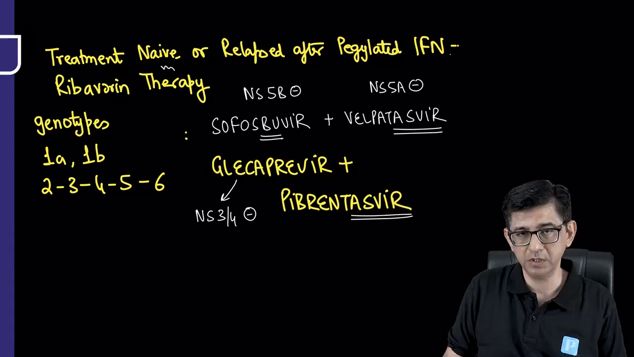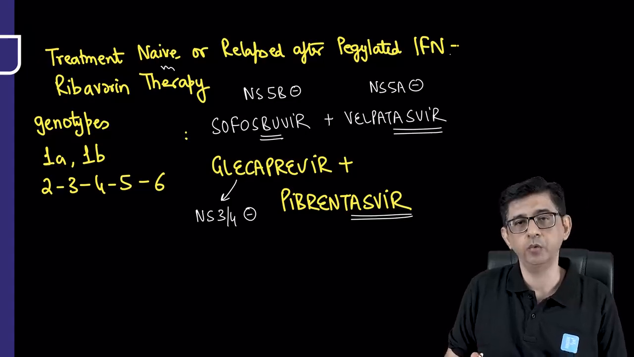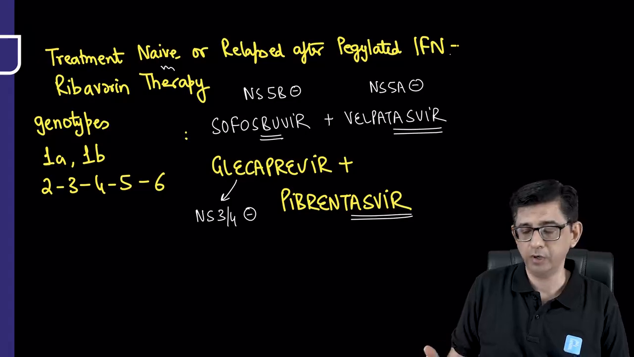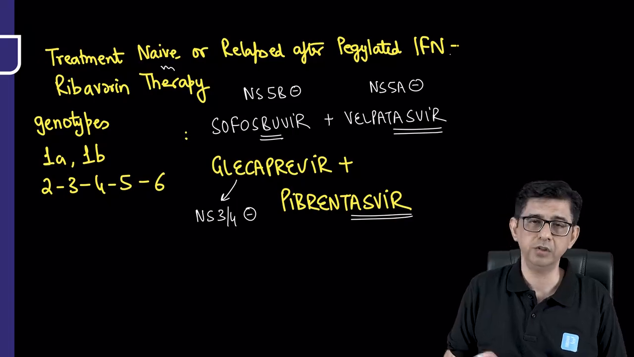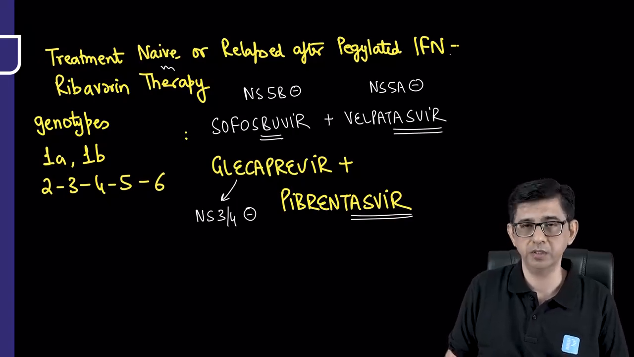We'll be able to achieve a sustained virological remission. The duration of treatments is not important, though it's 12 weeks and 8 weeks respectively, but the names of the drugs are to be remembered, in contrast to the treatments for hepatitis B that have been discussed earlier.